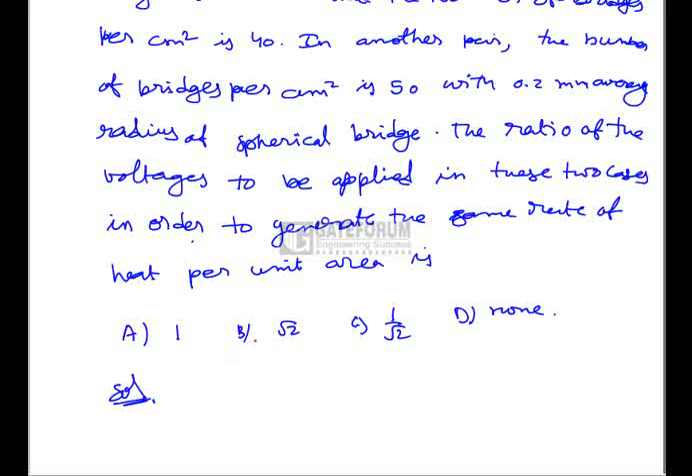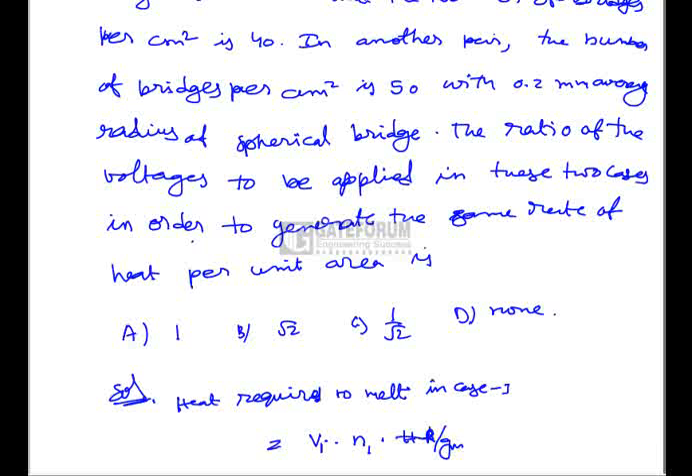Here coming to the solution, the heat produced or heat required to melt is directly proportional to the volume of nuggets, the number of nuggets, and the heat required per gram. Let us say the heat required to melt in case 1 is equal to the volume of the nuggets 1 into the number of nuggets into the heat required per gram. Let us say the heat required per gram is Q.